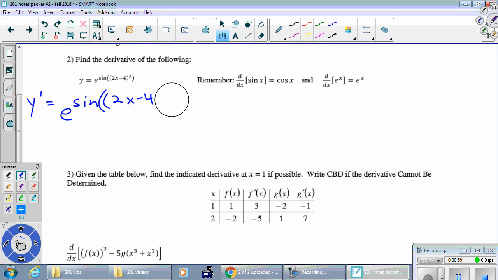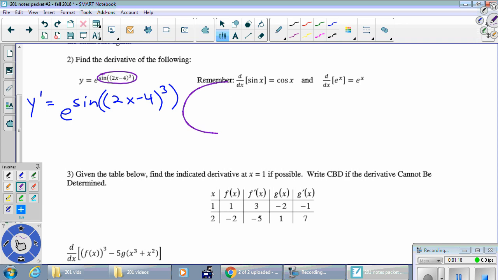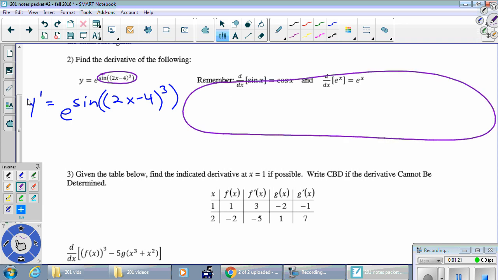So this feels like a reasonable start here. E to the x becomes e to the x, then e to the sine of (2x minus 4) cubed should become e to the sine of (2x minus 4) cubed. However, we didn't just have e to the x, we had e to this complicated thing. And so we're going to put the derivative of that complicated thing right in here. And so what's the derivative of sine of (2x minus 4) cubed? Well, the derivative of sine of x, we saw informally last class, was just cosine of x. So then the derivative of sine of (2x minus 4) cubed should be cosine of (2x minus 4) cubed.